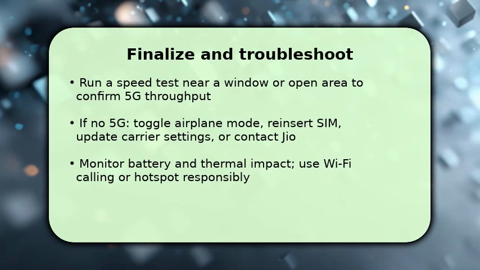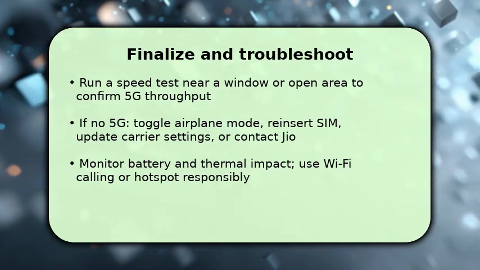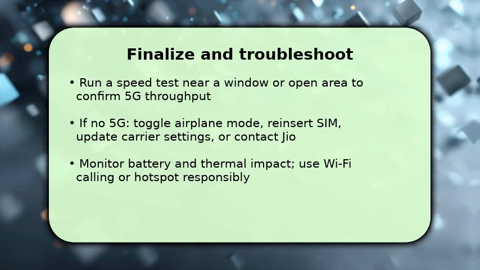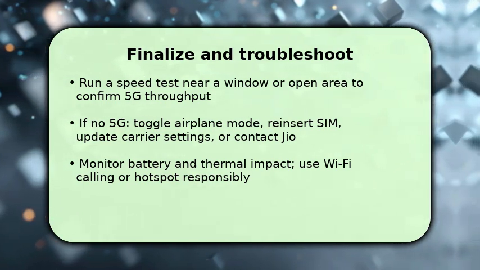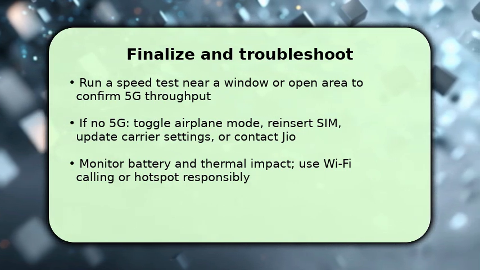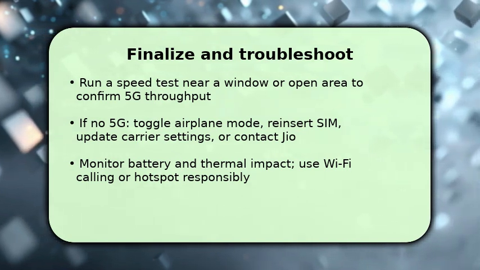Finish by validating service. Run a speed test in a clear spot to confirm 5G throughput and latency gains. If you don't see 5G, toggle airplane mode, reboot, reinsert the SIM, and check for carrier updates. If unresolved, contact Jio support for provisioning.